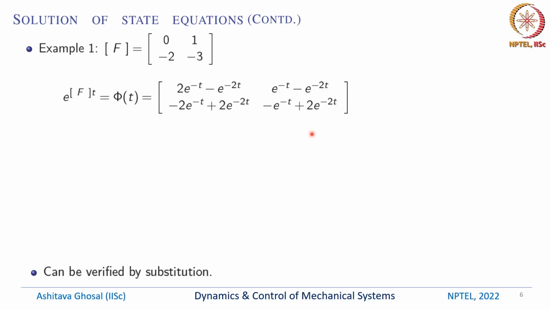So it might seem like magic. We don't know where we obtained these forms, but at least we can verify that this is indeed correct just by simple substitution. We will see very soon how we can obtain the exponential of a matrix.